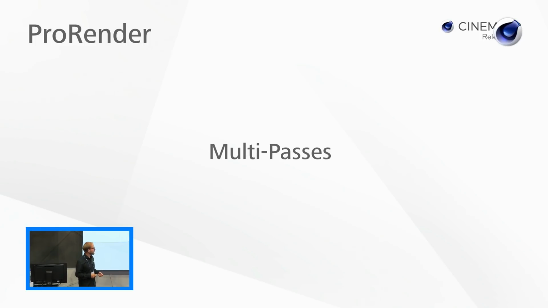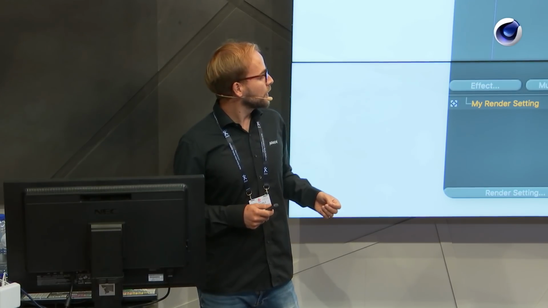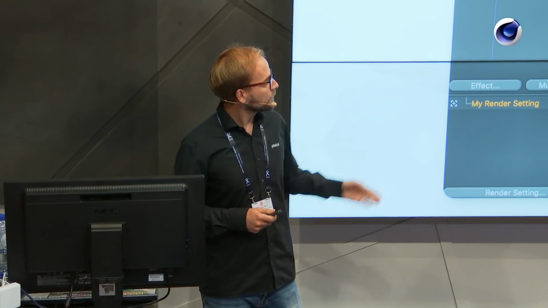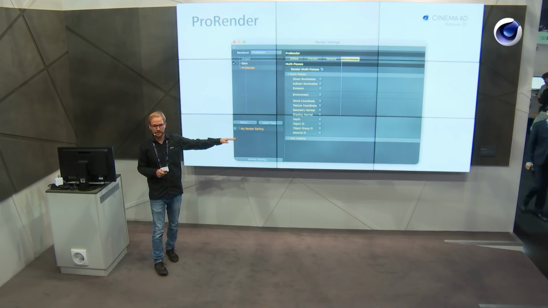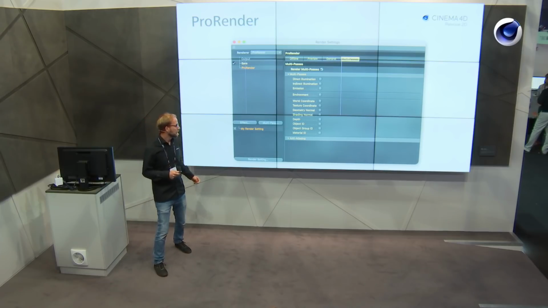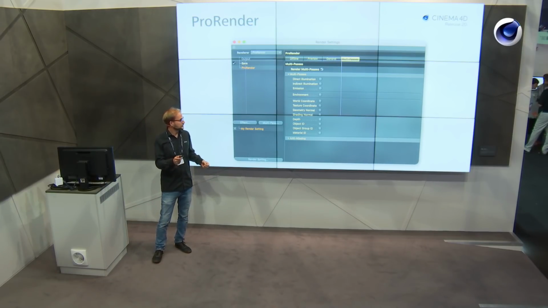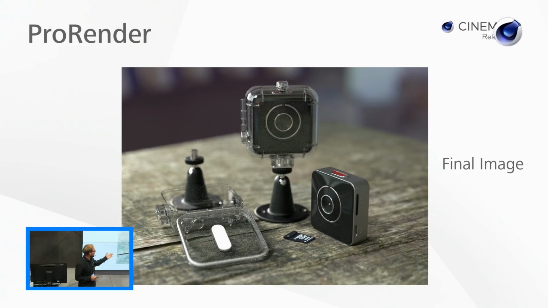And another cool thing that is really, really necessary for production, which is multipasses. So we now have multipasses inside of ProRender. These are all of the multipasses that you can choose. You can also choose to anti-alias single or separate multipasses. And, well, if that makes sense in your workflow. OK, this is the final image.